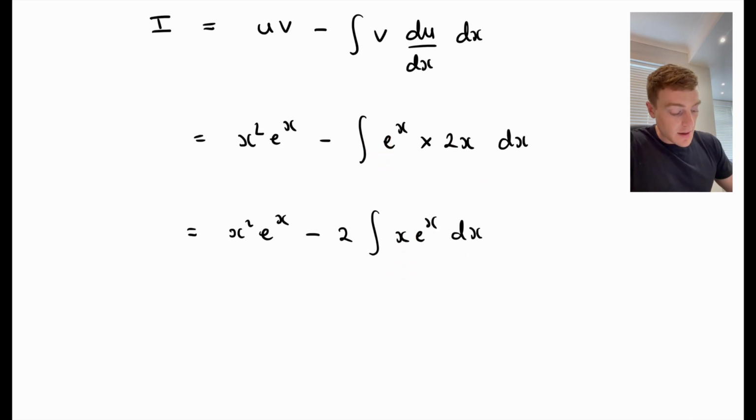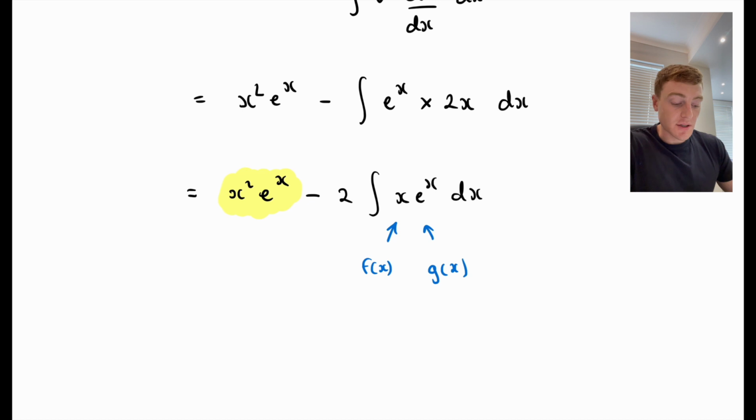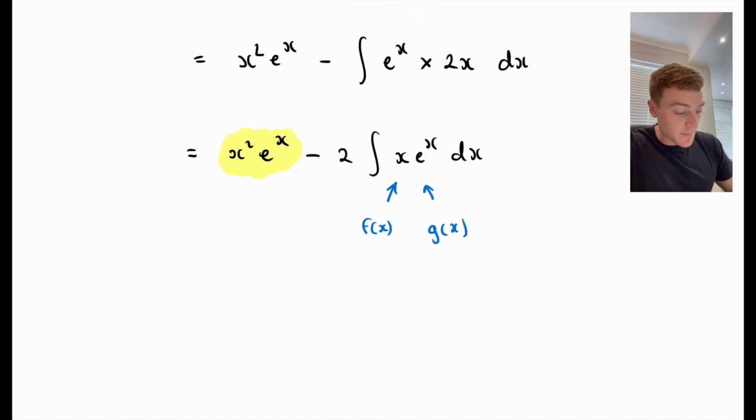Now again, you can actually see we've got two functions of x being multiplied together. So this means we're going to have to use integration by parts twice. So we've got f of x and g of x. Okay, so using integration by parts once, we found this term. And it's really common to not add this term in once you apply integration by parts again. So I'm just going to highlight it.